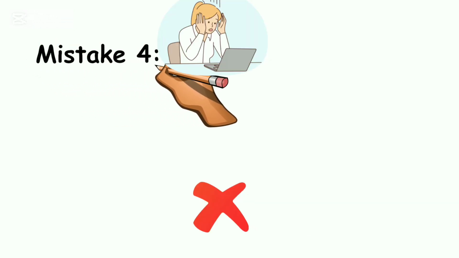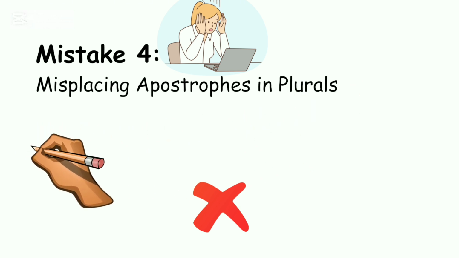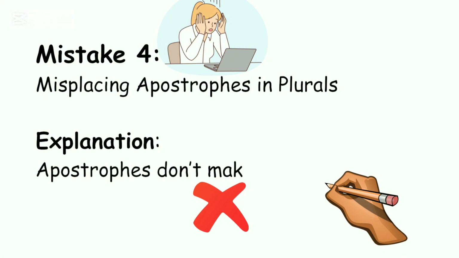Another frequent error is subject-verb agreement. A singular subject needs a singular verb, and a plural subject needs a plural verb. For instance, it's incorrect to say, she don't like ice cream. The correct version is, she doesn't like ice cream. Always match the subject and verb forms.